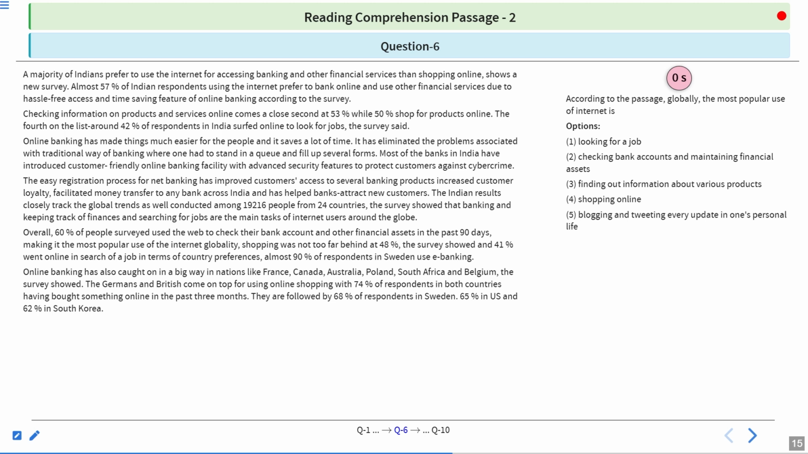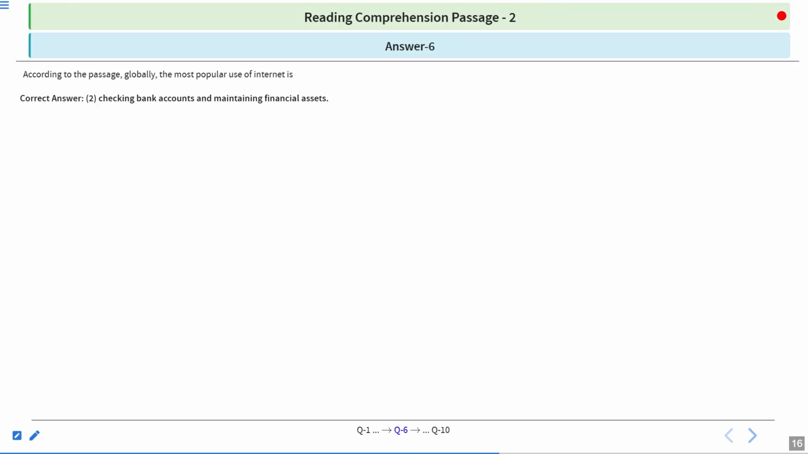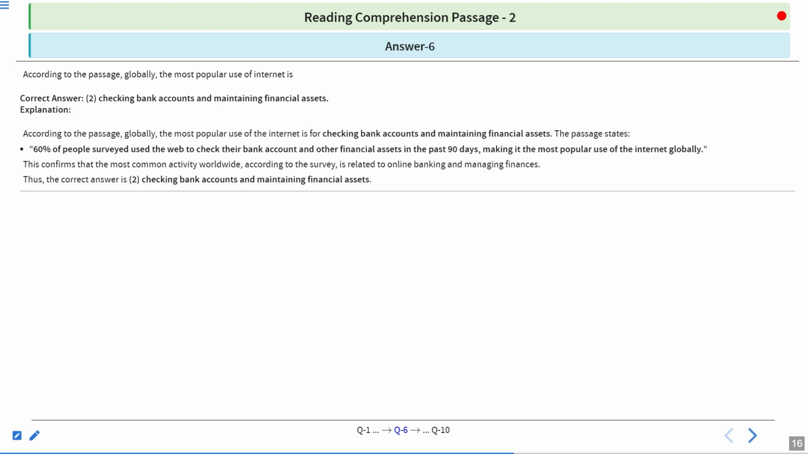I hope you've chosen the right one. Let's move to the correct answer. The correct answer is 2, checking bank accounts and maintaining financial assets. Explanation is, according to the passage, globally the most popular use of internet is for checking bank accounts and maintaining financial assets. The passage states 60% of people surveyed use the web to check their bank account and other financial assets in the past 90 days, making it the most popular use of the internet globally.